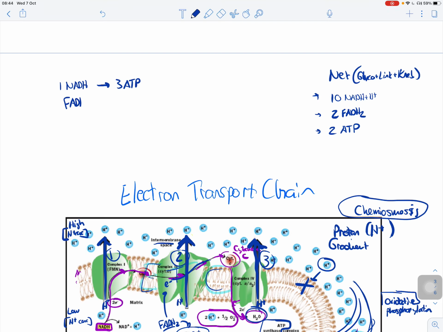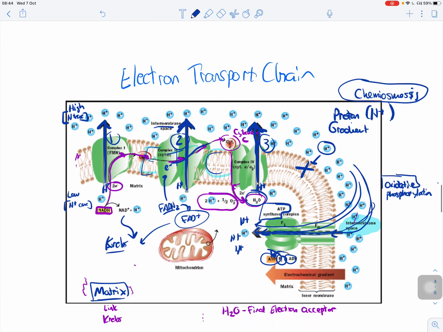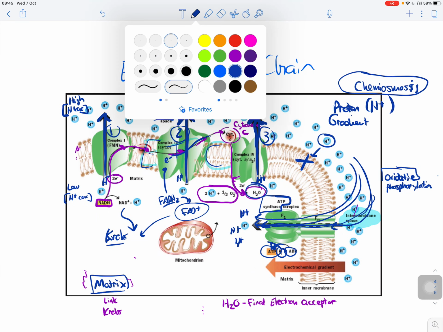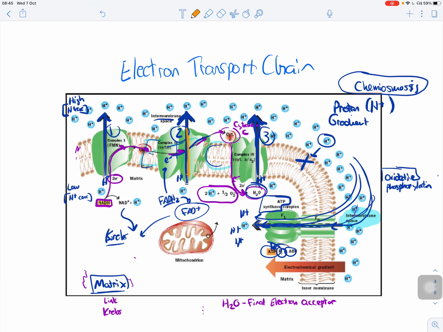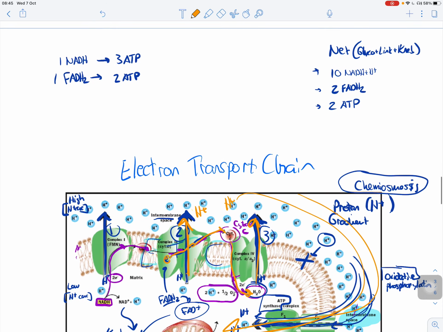Now, FADH2 can only make 2 ATP molecules. Okay, so 1 makes 2 because it drops it off here. So the electrons go through here once to cytochrome C and then to here. That provides another energy there. So there's only 2 hydrogen ions that get moved through. Those 2 go back through into the matrix through ATP synthase, producing 2 ATP molecules.